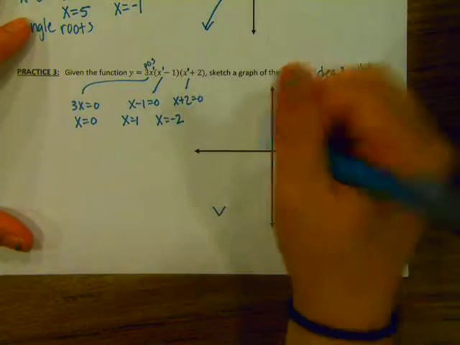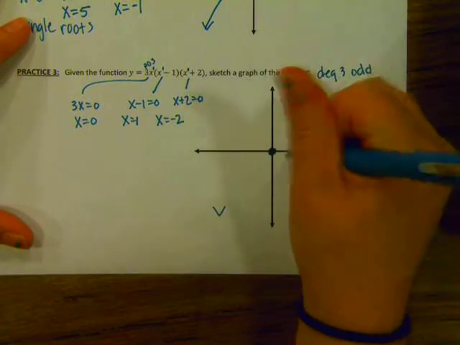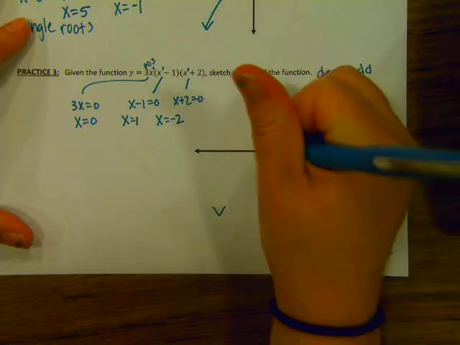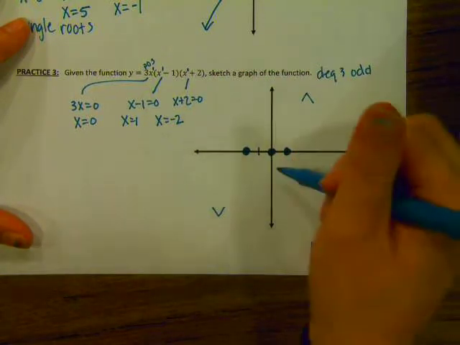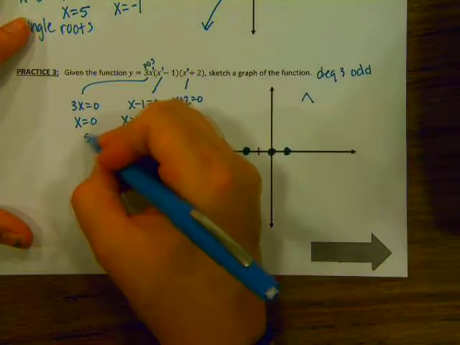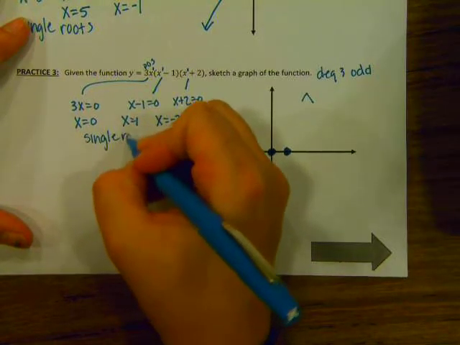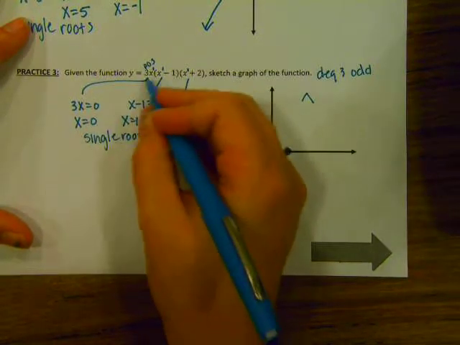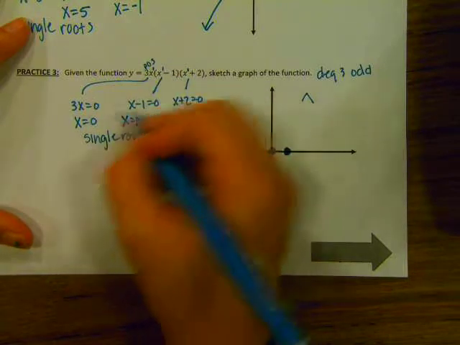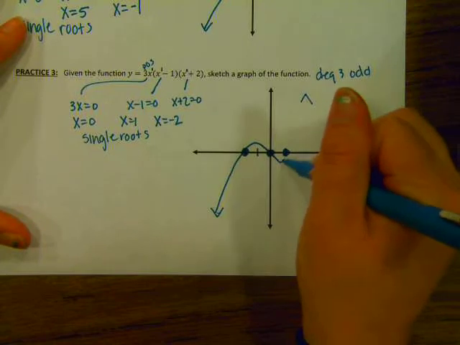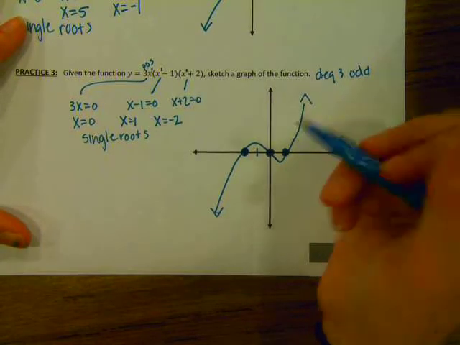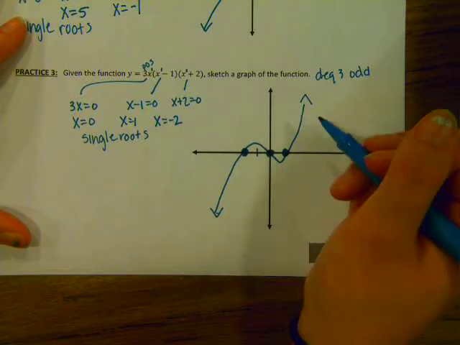So plotting these points, x equals 0, x equals 1, x equals -2. So you have that. Then again, these are all single roots. They're single roots because they just occur once. There's no exponents other than 1 at each spot. So that means you're just going to go through them. So this one looks pretty identical to the last one. Okay, so be careful about that.